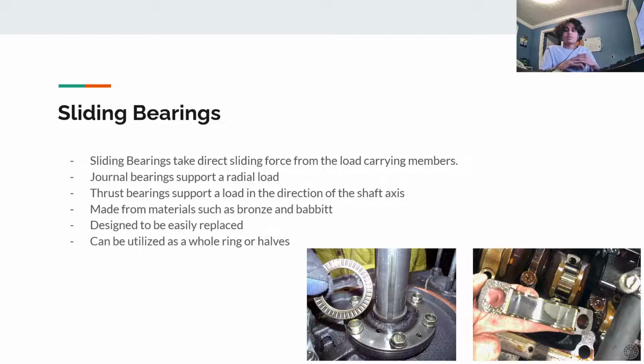And these bearings are made from materials such as bronze and babbitt. And they're designed to be easily replaced, so they have serviceability in mind. And it can be utilized as a whole ring or halves. So we have an example of a half ring right here.